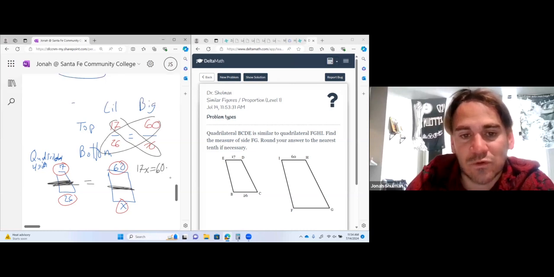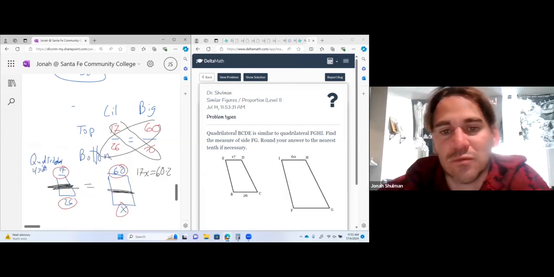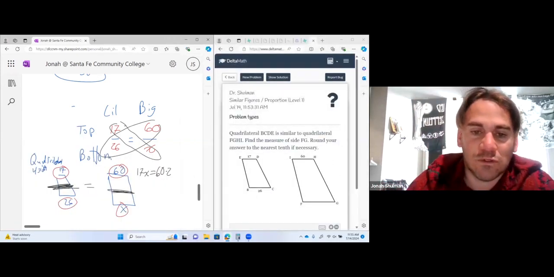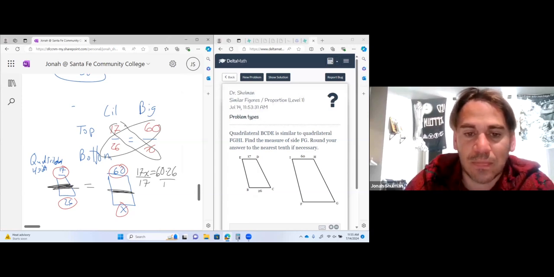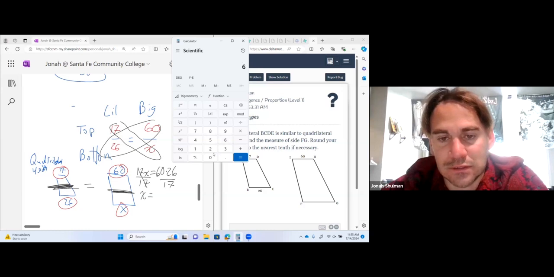Now, I showed this before, so if you just want to show your students how to do this with the calculator the whole time, I don't know how comfortable you are with teaching them how to use the calculator. That's a choice you can make. But if you want them to use a calculator, you could just have them type it in one step. So it's going to be X equals 60 times 26 over 17. That's the way to do it at once. 60 times 26 divided by 17.